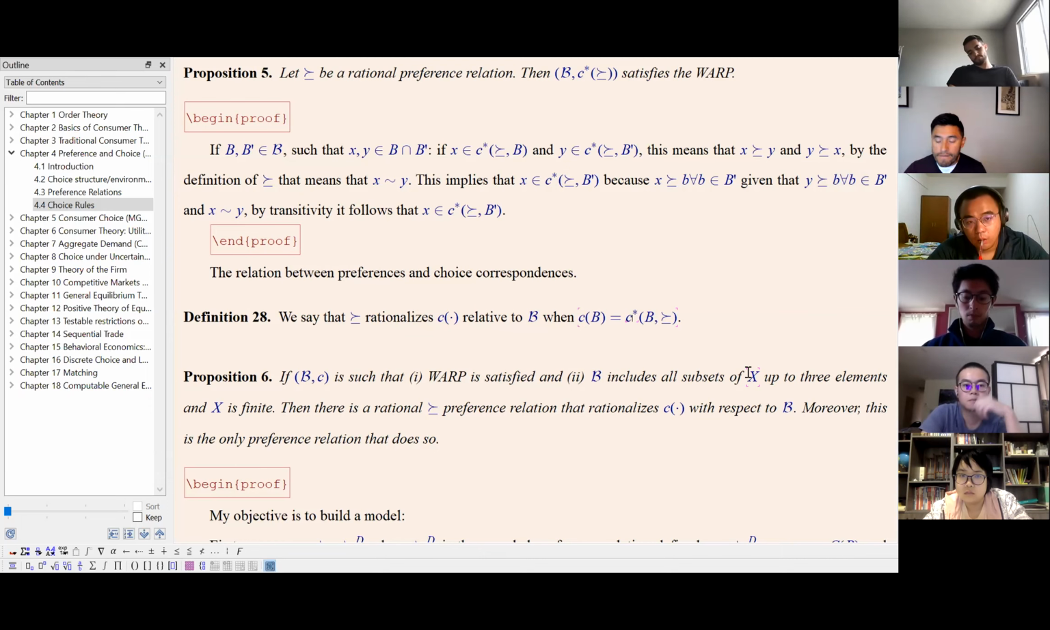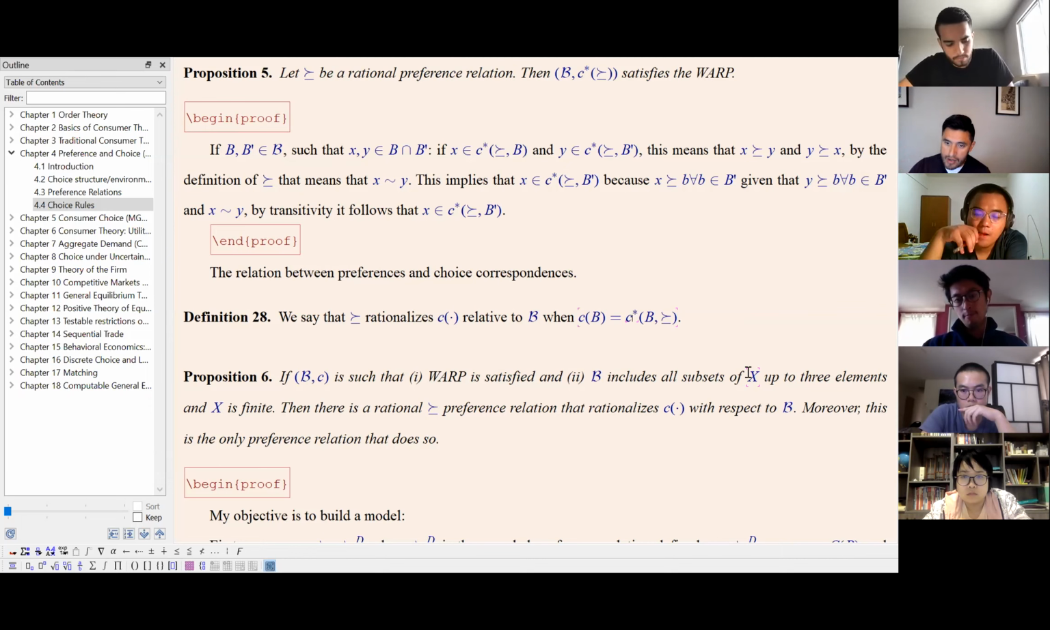Now, I'm going to prove the following, which is answering partially what Tyson asked. So if I have a data set such that WARP is satisfied, and importantly and crucially, my data set includes all subsets of the grand choice set X up to 3 elements. So this one includes all tuples and all triples, right? So in a finite experiment, this seems easy, right? Because you have 4 menus here. So all tuples, and the triple.